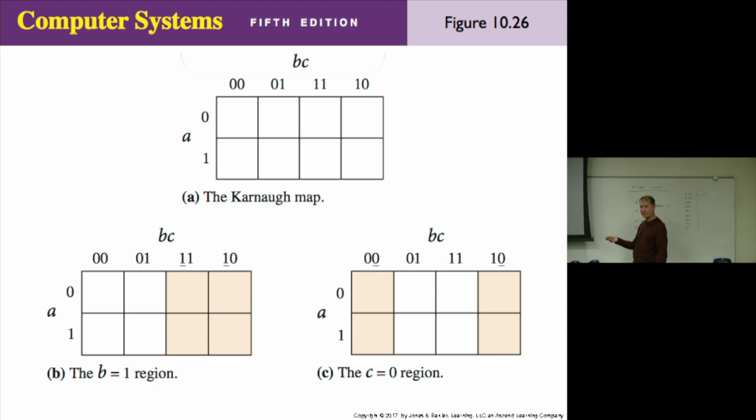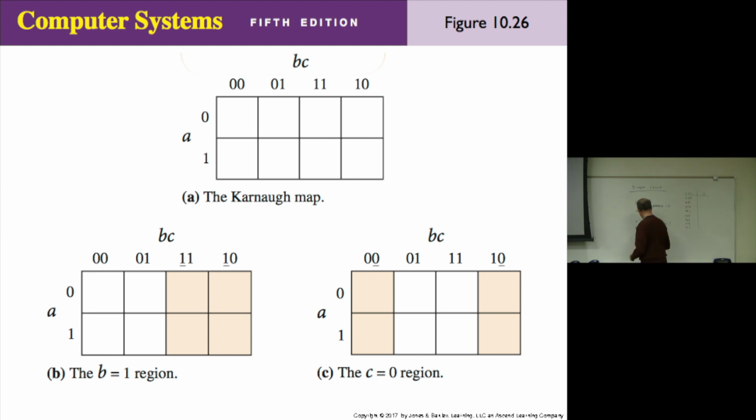So the right half is the B equals 1 region. And what about the C equals 0 region? Where is C equals 0? The left column and the right column. Does everybody see that? Okay, so let me ask you, where is the C equals 1 region? The middle 2. Where is the A equals 1 region? Bottom row. Is everybody with me? So you can see there are regions associated with a particular value of a variable. Okay?